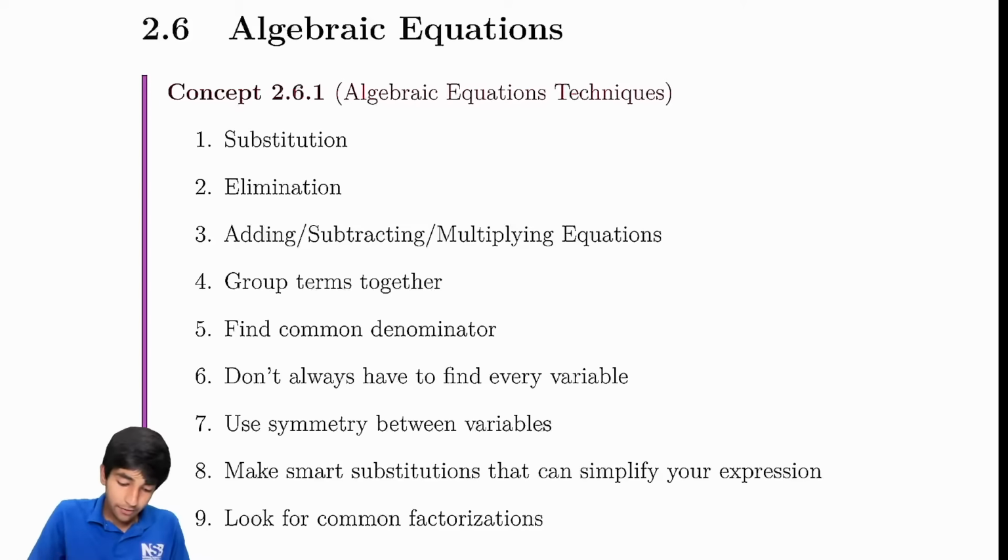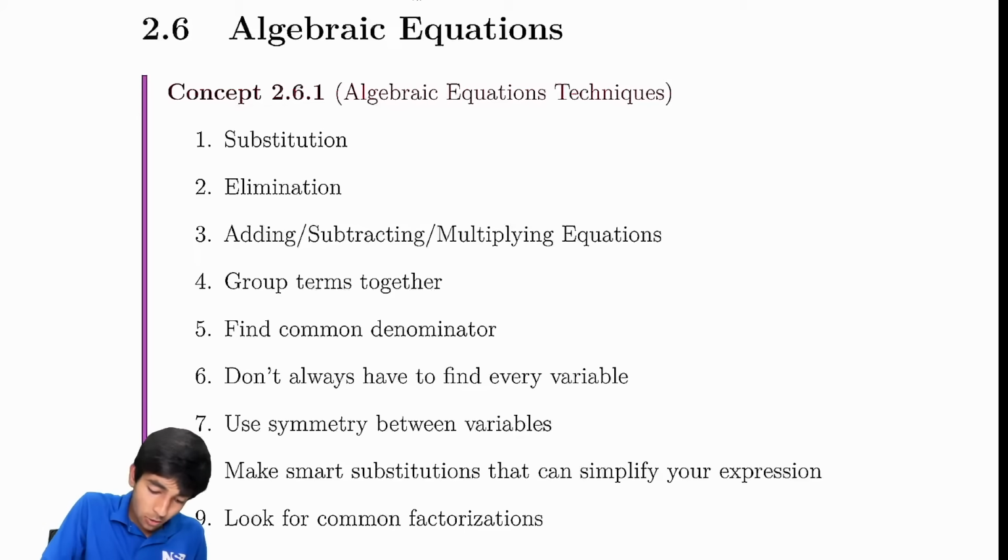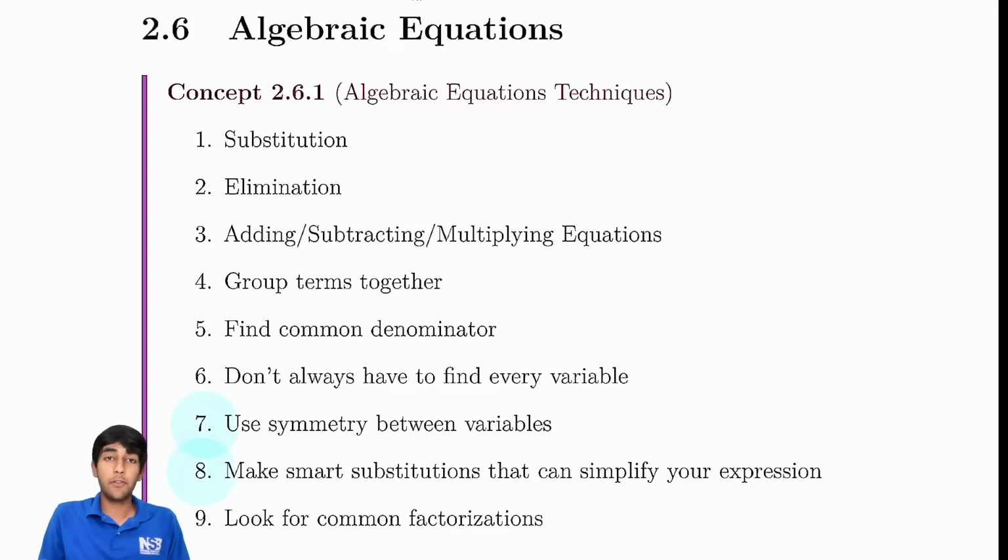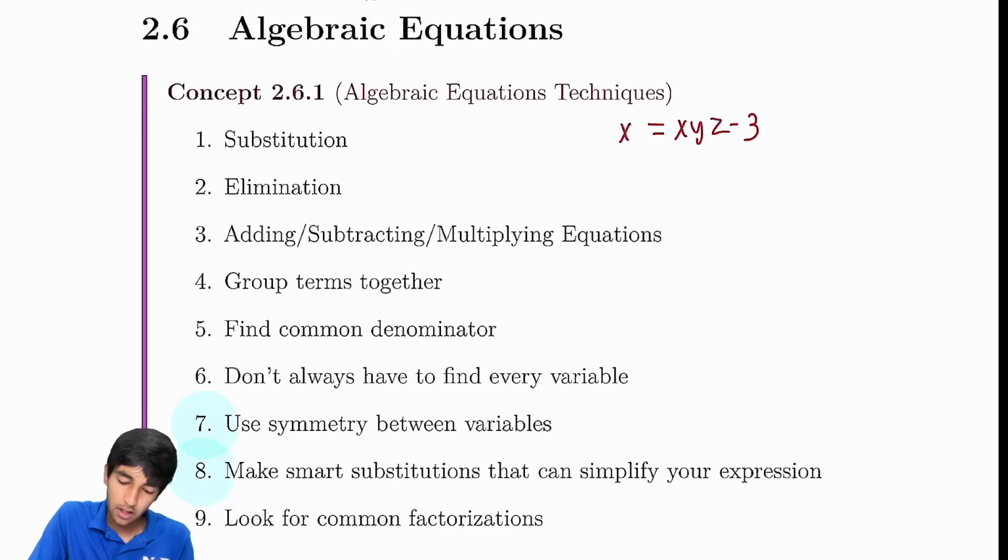And then here, the factorizations we discussed are often useful. These last two are the ones which people have the most trouble with and find the trickiest: using symmetry and making smart substitutions. Here's a really cool problem from the AMC or something. I don't remember exactly where it was from. Yeah, it was something like this: x equals xyz minus 3, y equals... yeah, let's just do the simpler version.